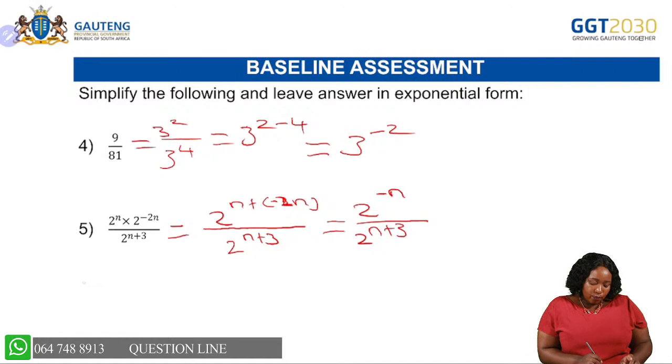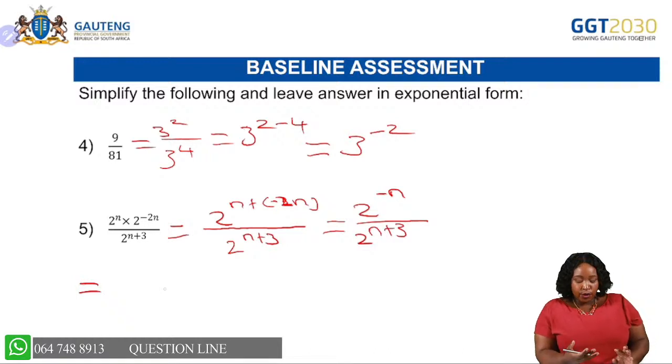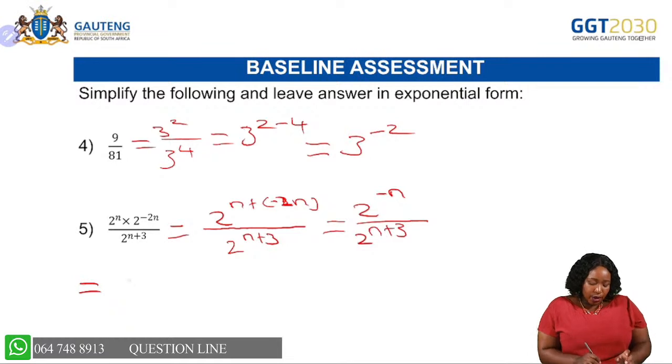So from here, I'll just say equal to here. What law can we apply now? Do you notice that we still have our bases as 2, but this time we are dividing the numerator and the denominator. So you can actually apply the law that says when you're dividing powers with the same base, you must subtract the exponents, right? So that means from here we can say 2 to the negative n minus, right?